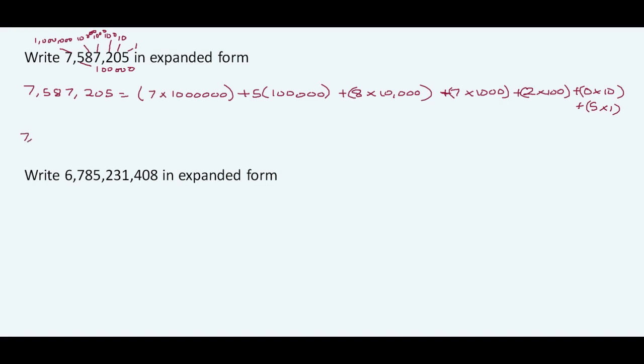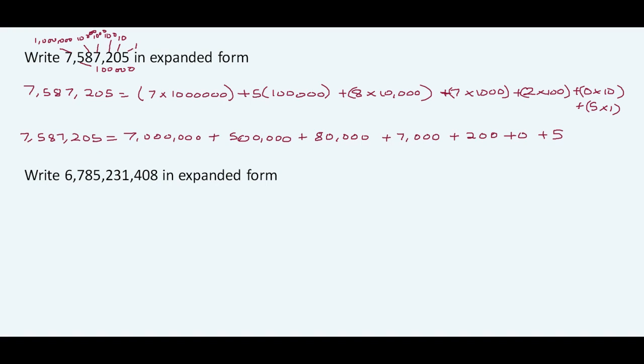So 7,587,205 is equal to 7 with 6 zeros plus 5 with 5 zeros plus 8 with 4 zeros plus 7 with 3 zeros plus 2 with 2 zeros plus 0 plus 5.